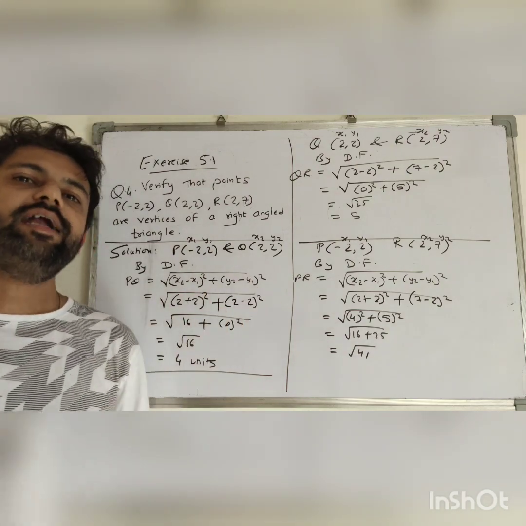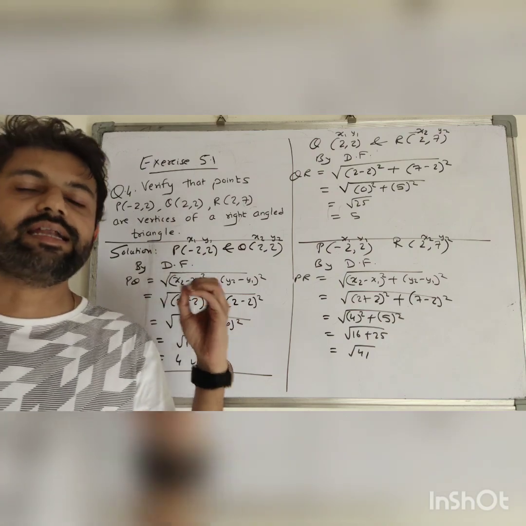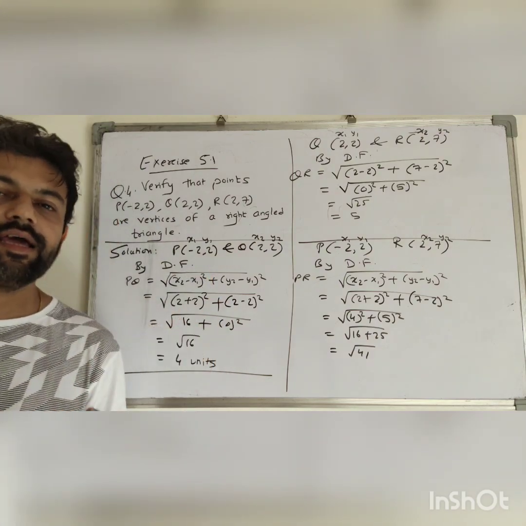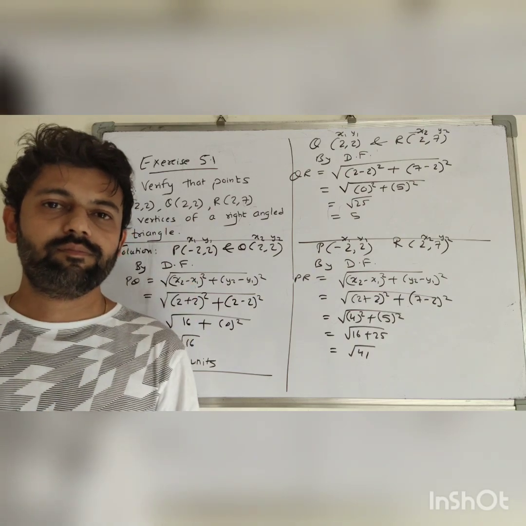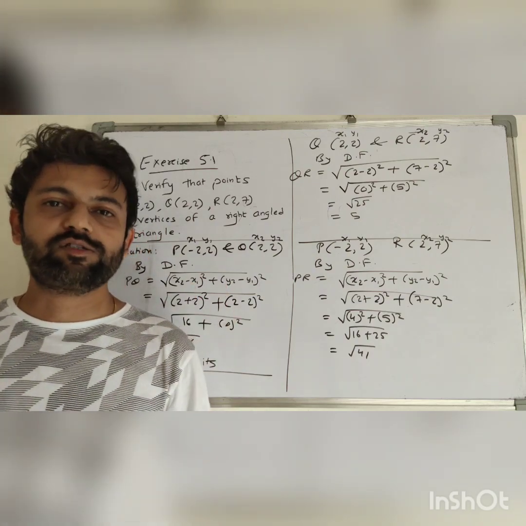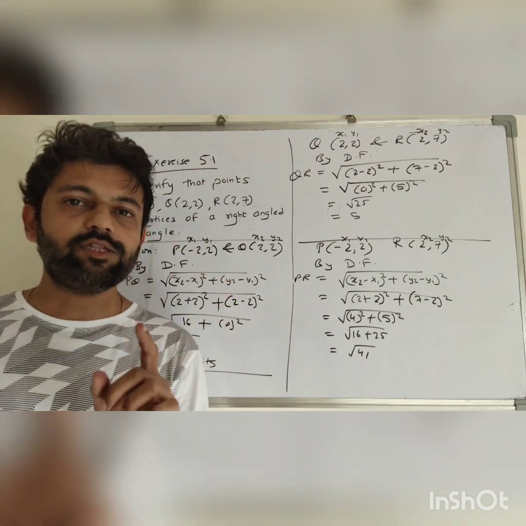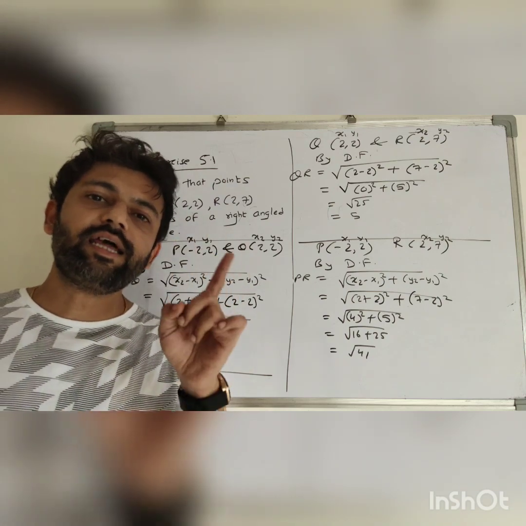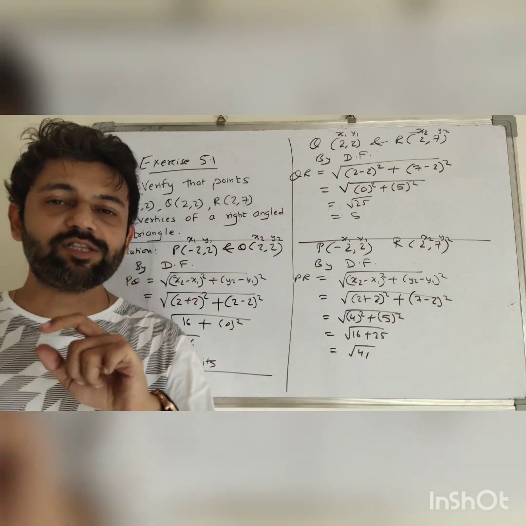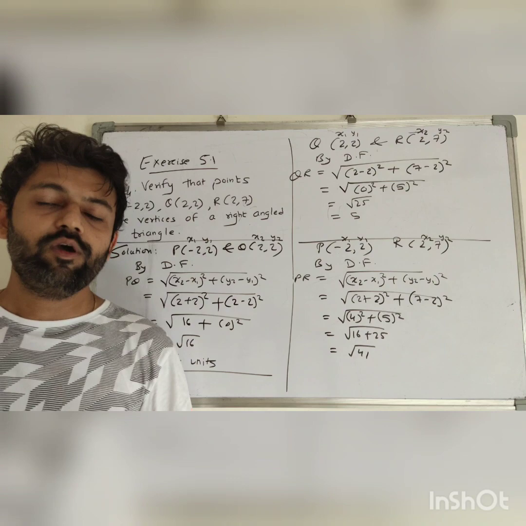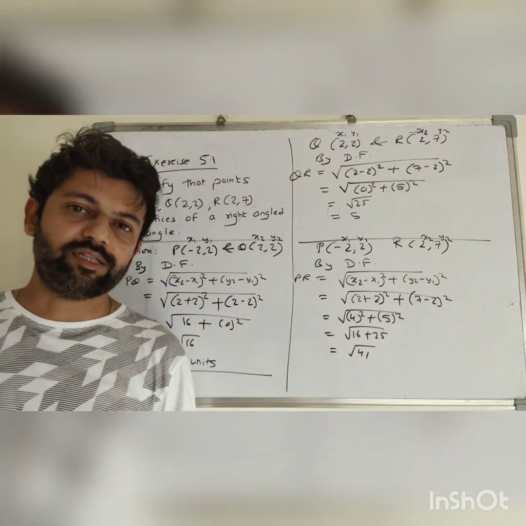We have to prove that PQR is a right angle triangle. To prove it, we will use the concept of the converse of Pythagoras theorem. Not Pythagoras theorem, converse of Pythagoras theorem. Because in Pythagoras theorem the right angle triangle is given, while in the converse we do the opposite: we have to prove it is a right angle triangle. We will go opposite of Pythagoras theorem.